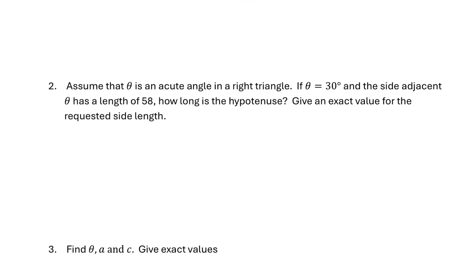Question 2: if we have angle theta of 30 degrees inside a right triangle, so I'm just going to draw a random right triangle, 30 degrees. The side adjacent to theta is 58. How long is the hypotenuse?